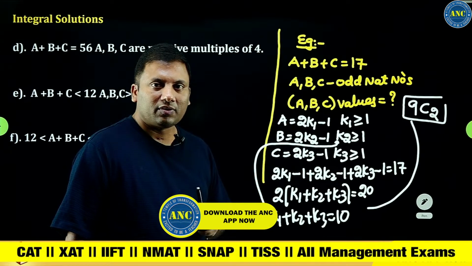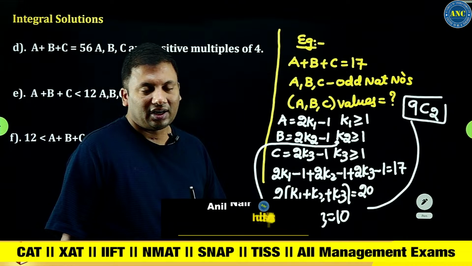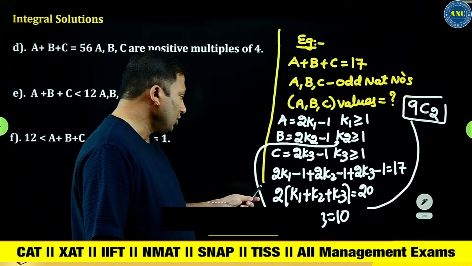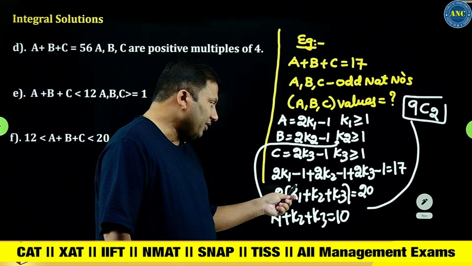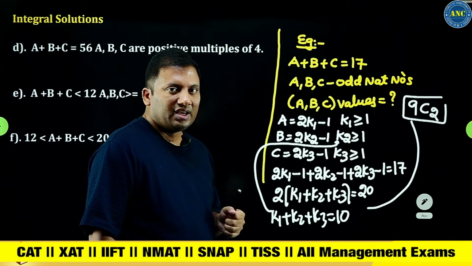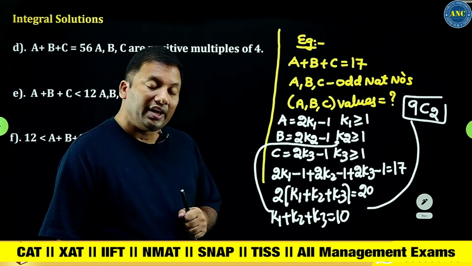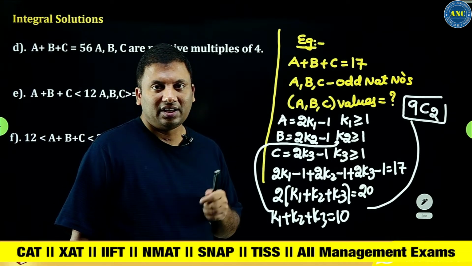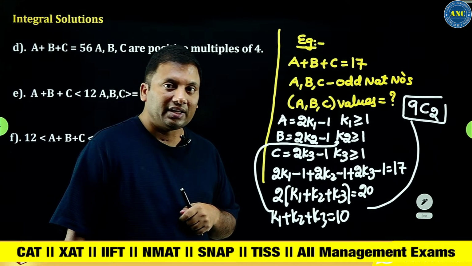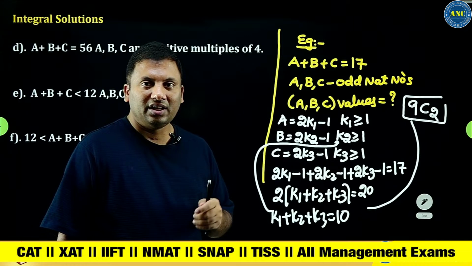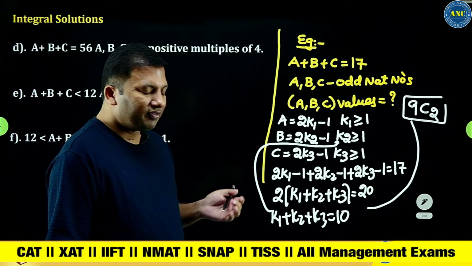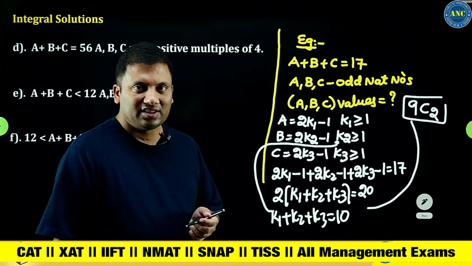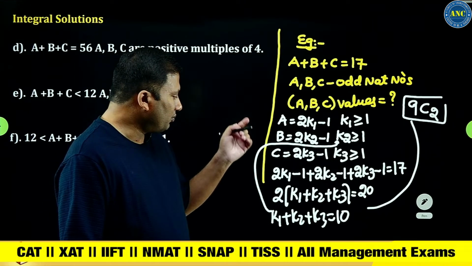K1 ≥ 1, K2 ≥ 1, K3 ≥ 1. So 2 into (K1 + K2 + K3) = 20. So K1 + K2 + K3 = 10. If 10 balls are there in a line, there will be 9 gaps. 3 variables are there, 2 cuts. So the answer for this question is 9C2. I hope this is clear.